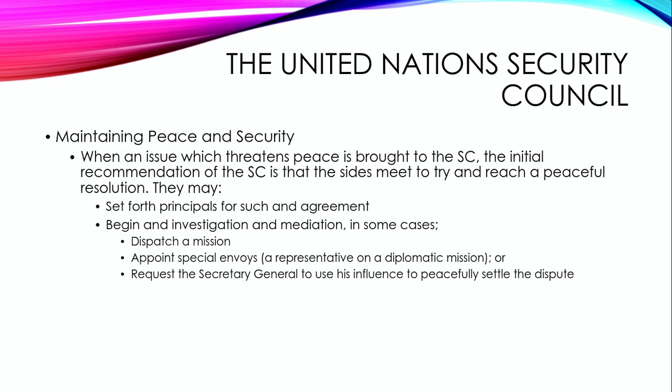So when an issue which threatens peace is brought to the Security Council, the initial recommendation is that sides try to meet and reach a peaceful resolution. So they may set forth principles for such an agreement. They may begin an investigation and mediation. In some cases, they might dispatch a mission or appoint special envoys. They also might request the Secretary General to use his influence to peacefully settle the dispute. So there are different methods that they use.